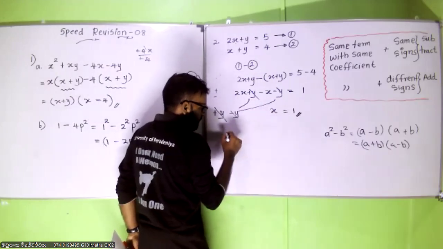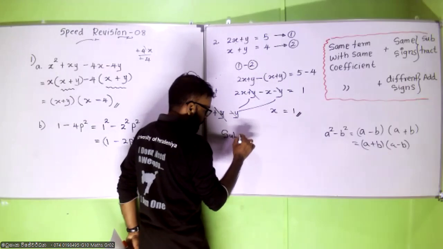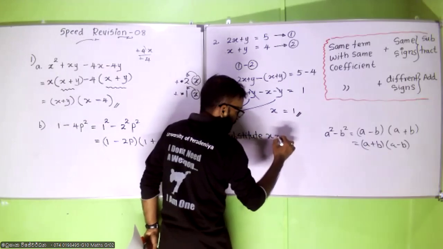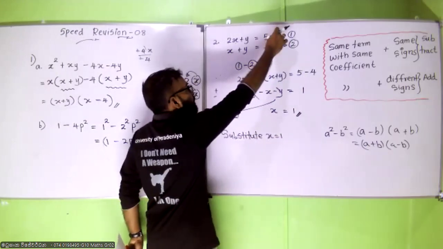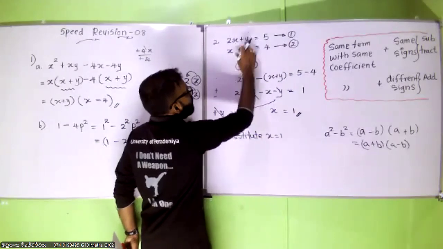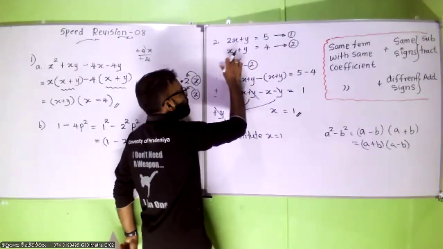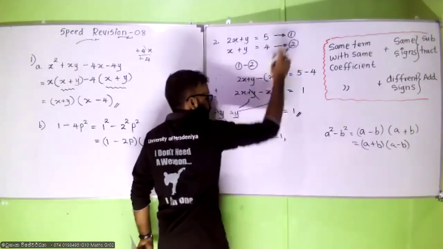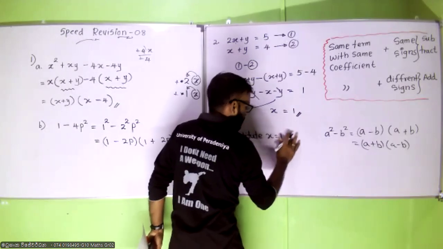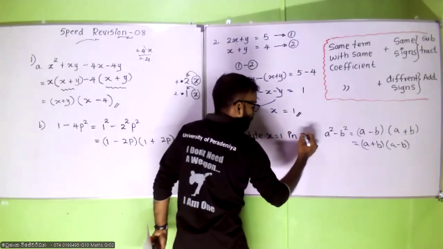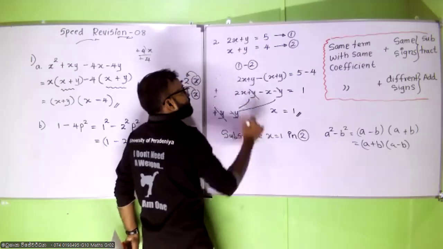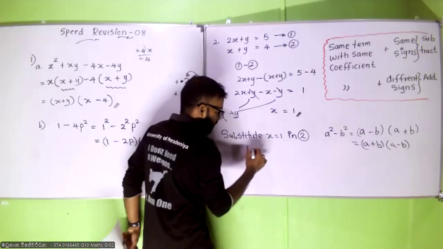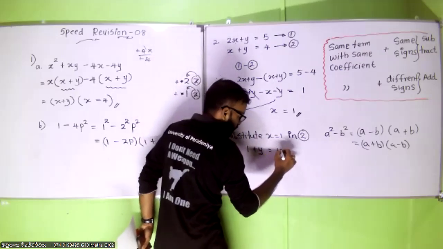Now I am going to substitute x equals 1 in equation 1 or 2. Normally I am going to choose equation number 2, because my coefficient is 1 here. Either one works. I will substitute x equals 1 in 2. So my equation 2 is x plus y equals 4. Instead of x, I substitute 1: 1 plus y equals 4.